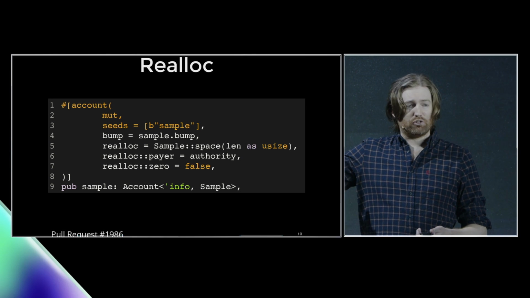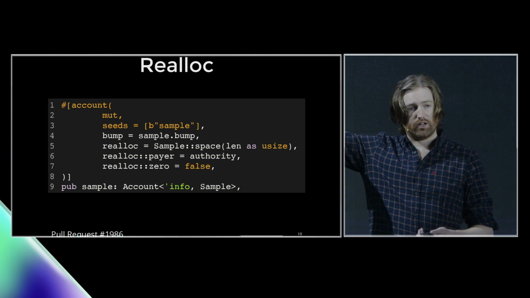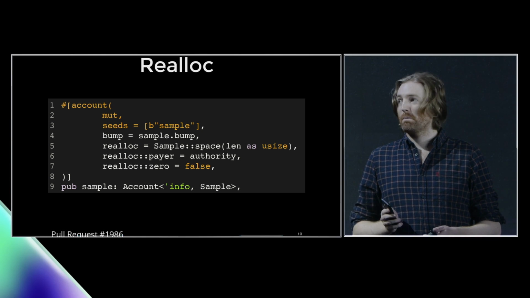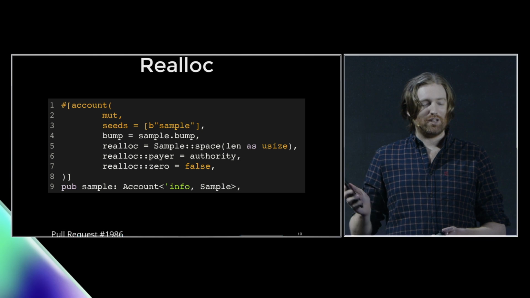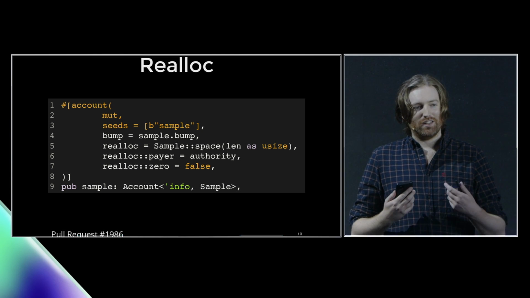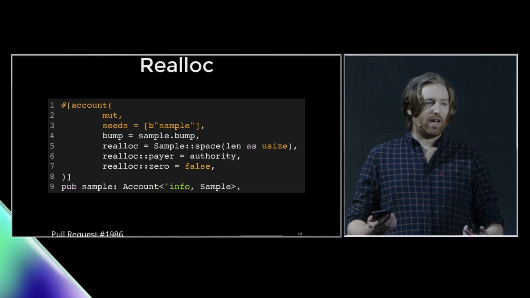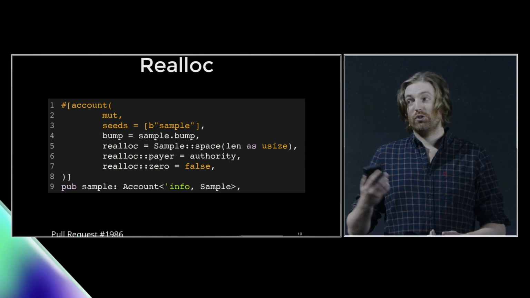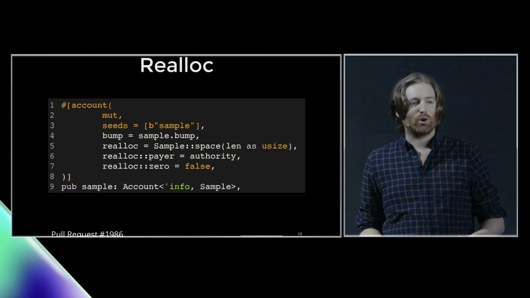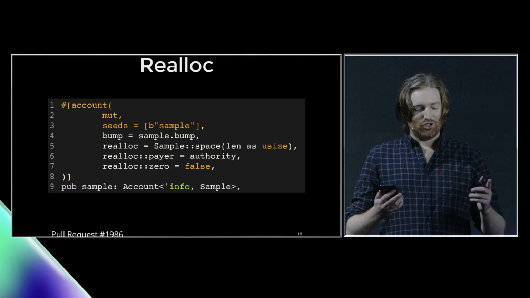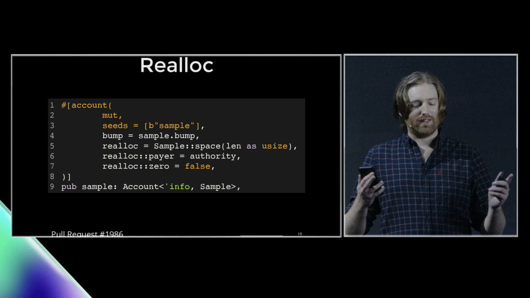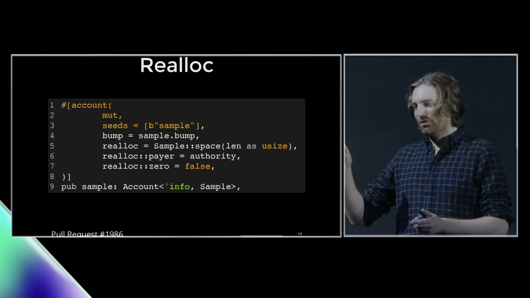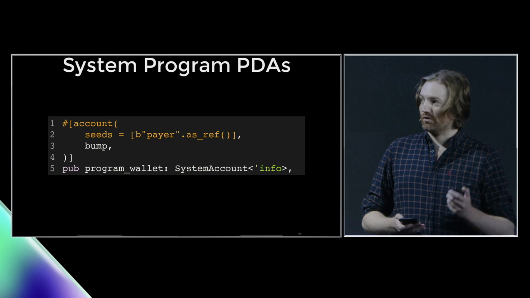And Anchor has support for this using these Realloc constraints. And it's really recommended that you use the Anchor constraints. Because if you try and do it manually, the Solana native runtime won't check that you're not allocating more than 10 kilobytes. So if you go in and do it manually, and you allocate more than 10 kilobytes, you can actually run the risk of overriding data in other accounts. And there's no checks for this. So try and use the constraints if you can, or be very careful.